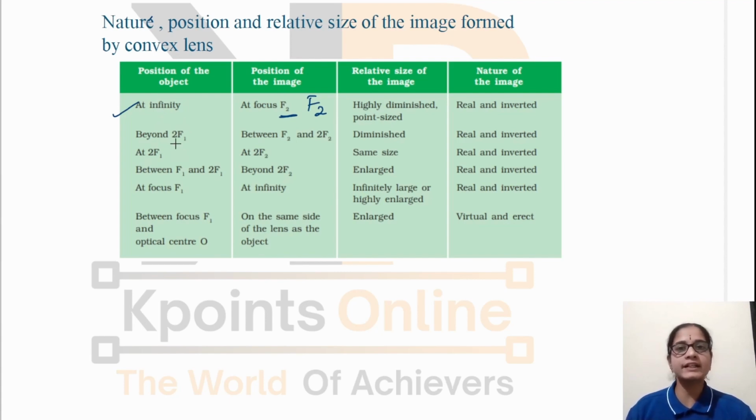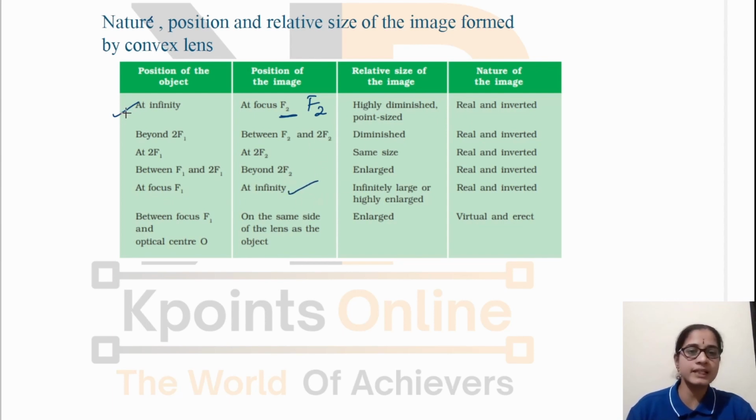As we move the object nearer to the lens, the image is formed away from the lens. You can see here, when the object was placed beyond 2F1, the image is formed between F2 and 2F2. And here, when we move the object to 2F1 exactly, then the image is formed at 2F2. And here you can see when the object is placed at focus F1, the image is formed at infinity.